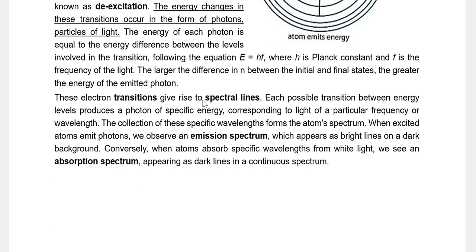These energy transitions give rise to spectral lines. Each possible transition between the energy levels produces a photon of specific energy, corresponding to a particular frequency or wavelength, right? Emission spectrum and absorption spectrum we'll discuss in the second part, right? So don't worry too much about this for now.